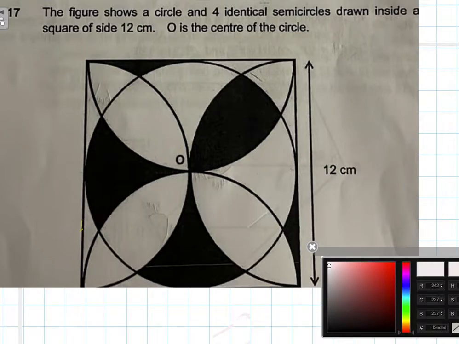This is a past paper of one of the secondary schools in Singapore. Maybe it's their prelim or what. It shows a circle and 4 identical semicircles.